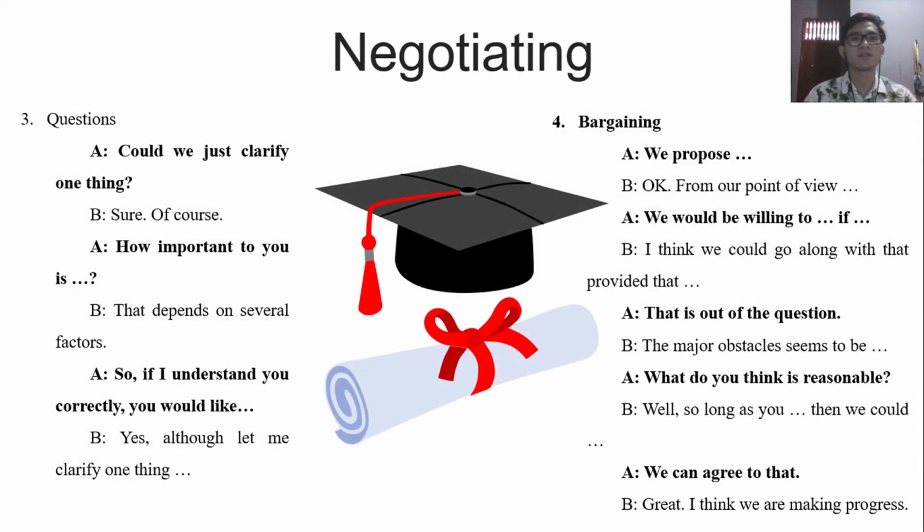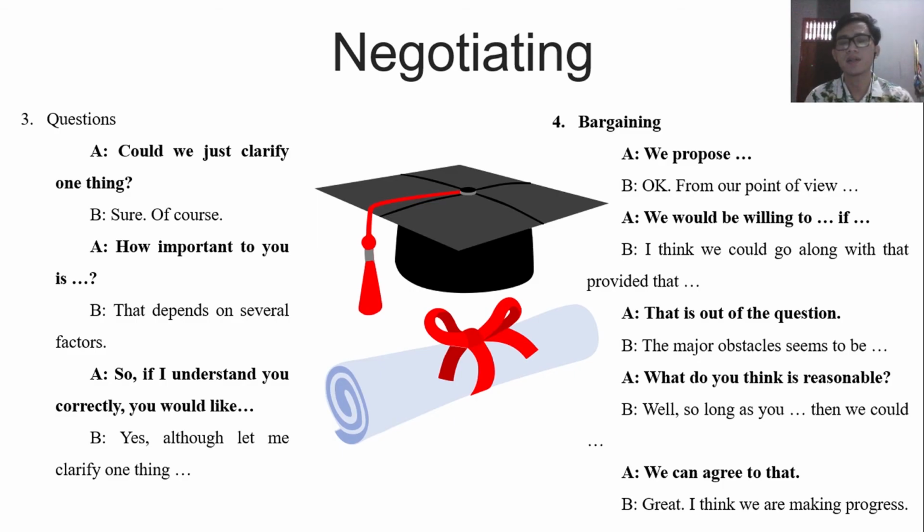The third is questions. Those are examples of the questions in negotiations. First one is, could we just clarify one thing? And then, how important to you is the negotiation? And so, if I understand you correctly, you would like to.